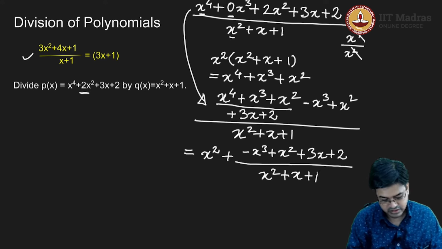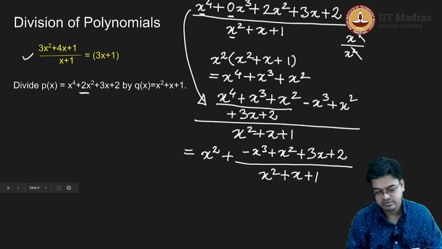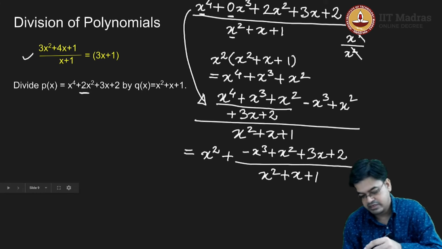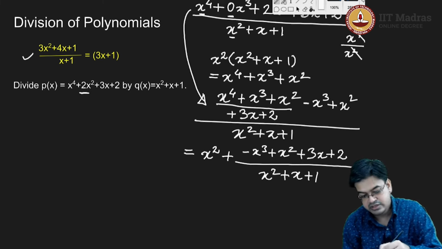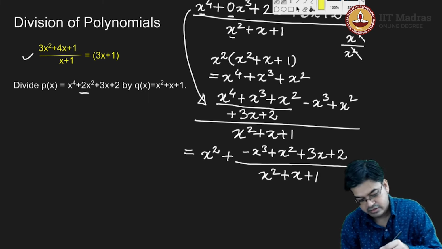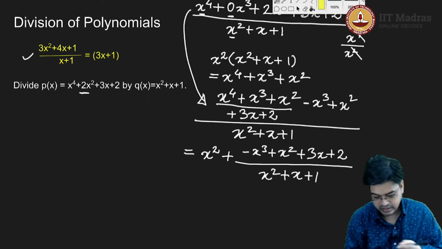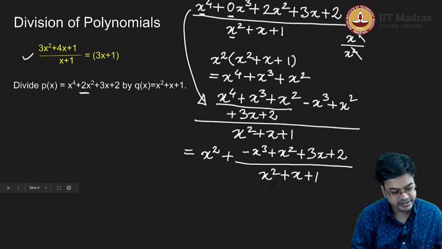Now is our division over? No, because the numerator over here has a higher degree than the denominator. Therefore, our division is not over. So again, I will follow a similar step. I will simply change the color so that I will have a better view. Okay, so let us change the color and have a better view of this. So let me write it here.